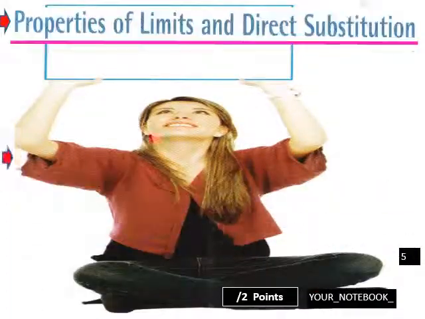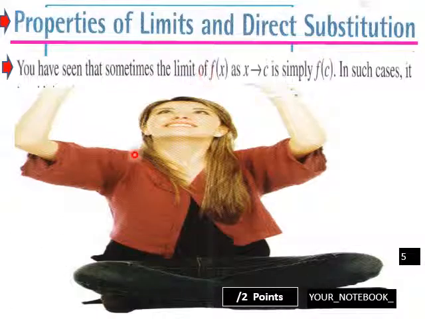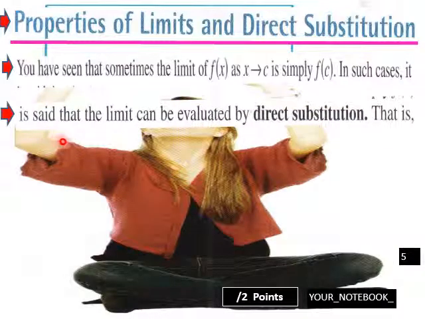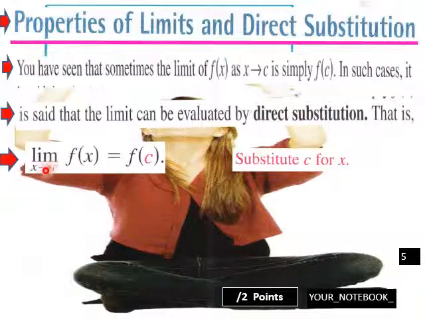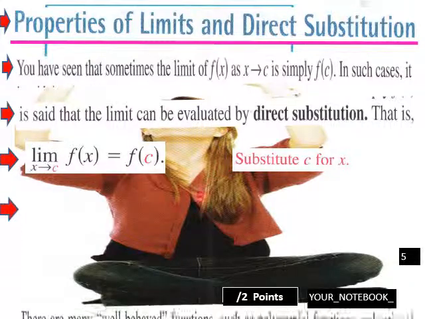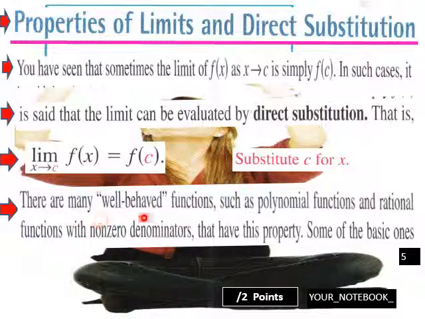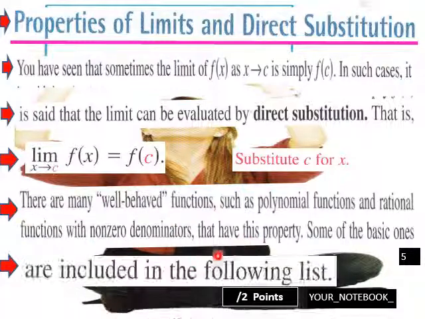Properties of limits and direct substitution. You have seen that sometimes the limit of f of x as x approaches c is simply f of c. In such cases, it is said that the limit can be evaluated by direct substitution. That is, the limit as x approaches c of f of x equals f of c. You can substitute c for x. There are many well-behaved functions, such as polynomial functions and rational functions with non-zero denominators, that have this property. Some of the basic ones are included in the following list.